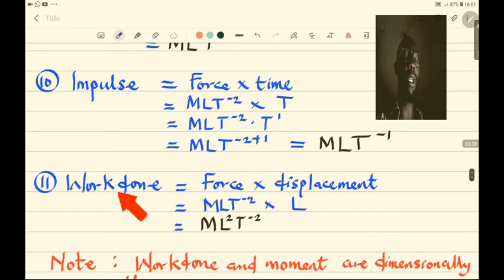Now we move to the next one, which is work done. Work done is equal to the product of force and displacement. Force is MLT^-2 multiplied by length, displacement, whose dimension is L. So it will now be ML^2T^-2. M is always coming before L, and L will come before T. It is written in MLT as a standard.